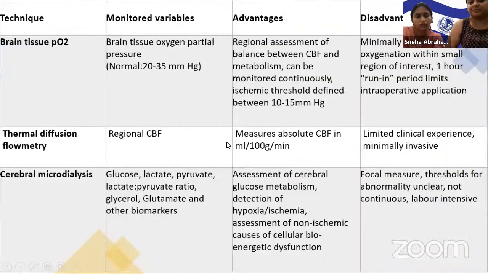The next one is the cerebral microdialysis, where the monitored variables are glucose, lactate pyruvate ratio, glycerol, glutamate, and other biomarkers. The advantages are that it can be used for the assessment of glucose metabolism, detection of hypoxia, ischemia, and the assessment of non-ischemic causes of cellular dysfunction. Disadvantage is that it is a focal measure. The thresholds for abnormality are not clear. It is not continuous and it is labor intensive.